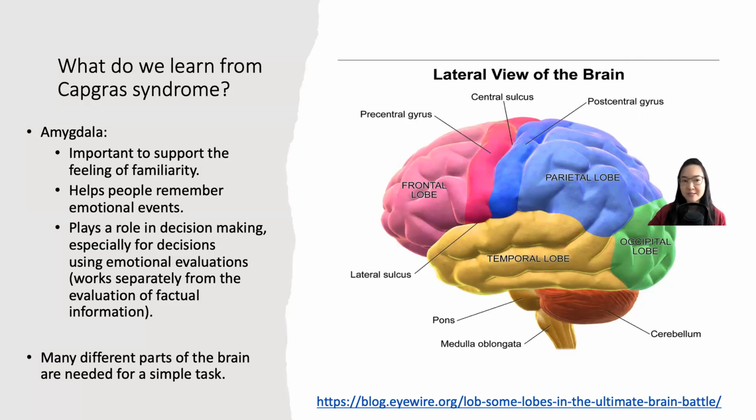The amygdala is important to support the feeling of familiarity. It helps people remember emotional events. It plays a role in decision-making, especially for decisions using emotional evaluations. Emotional evaluations work separately from the evaluation of factual information. Many different parts of the brain are needed for a simple task.